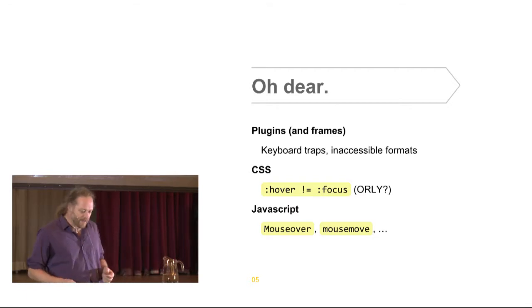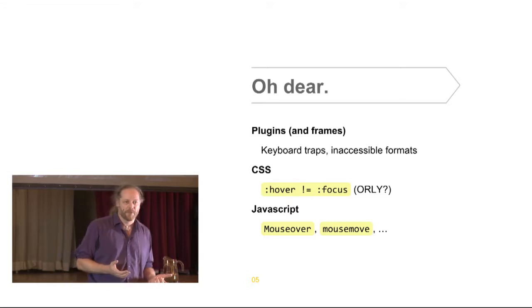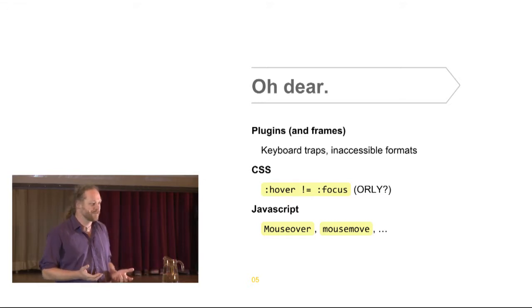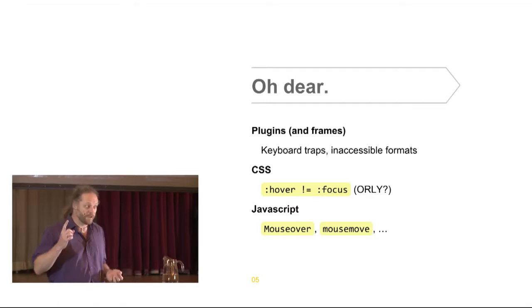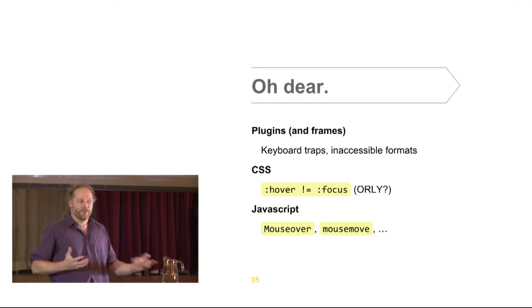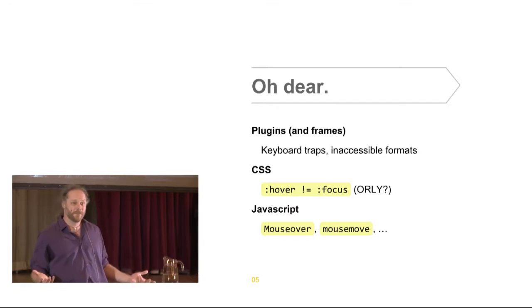In CSS, hover and focus are not the same thing, right? And that's why we have two different properties. So what's different about them? There's one really obvious difference. You can only hover with a mouse, right? So if you have a keyboard and people are relying on hover, you just can't do anything.